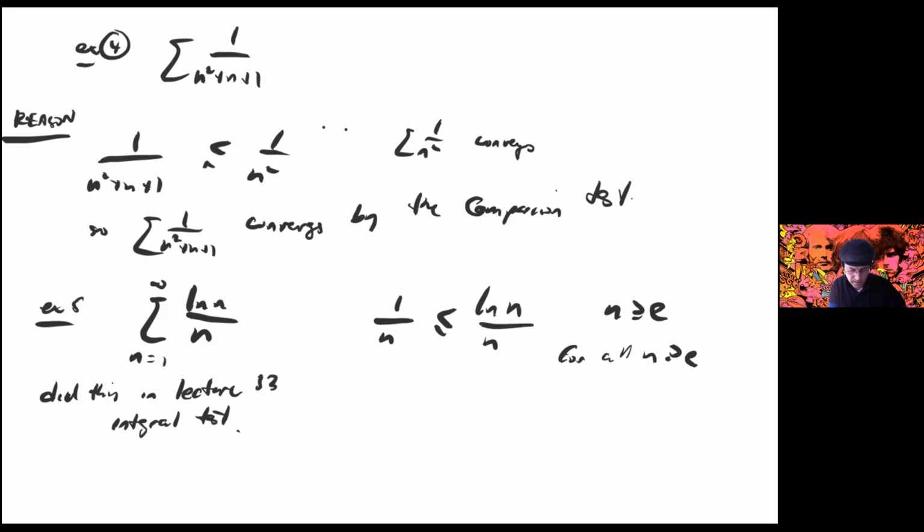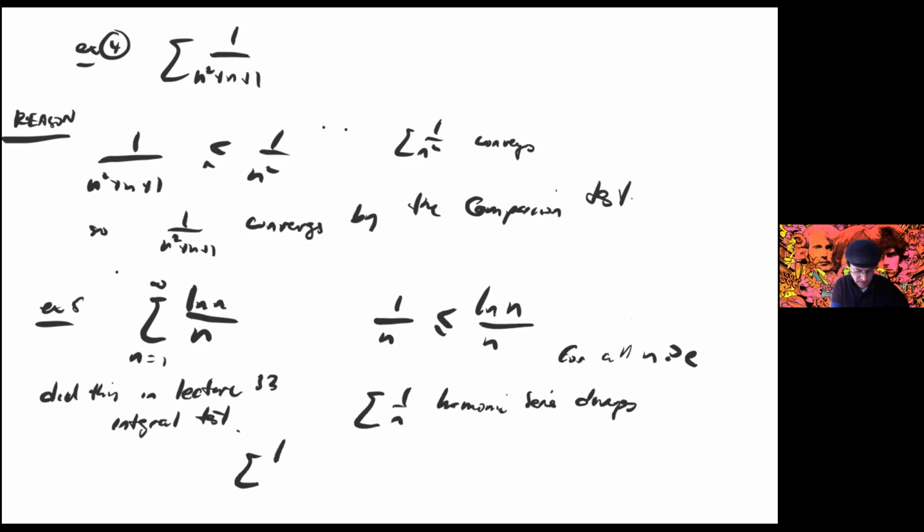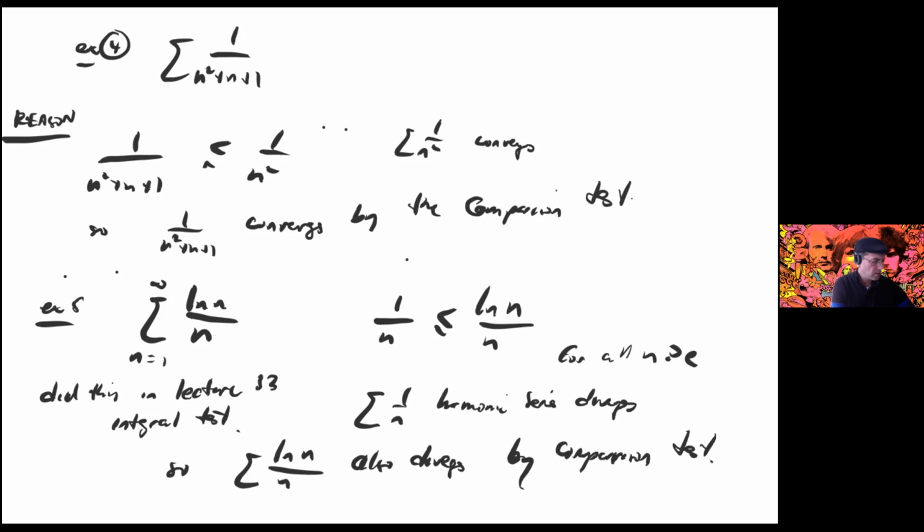Okay, so now the series summation 1 over n, that's the harmonic series. This diverges. So therefore, the larger series, summation ln of n over n, also diverges by the comparison test.